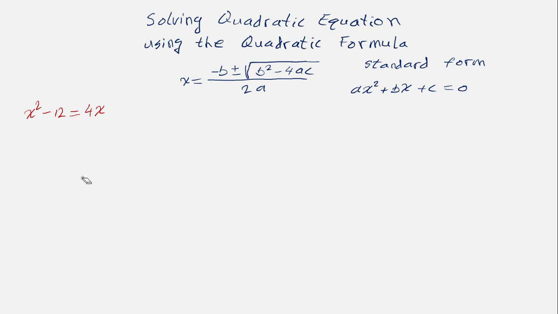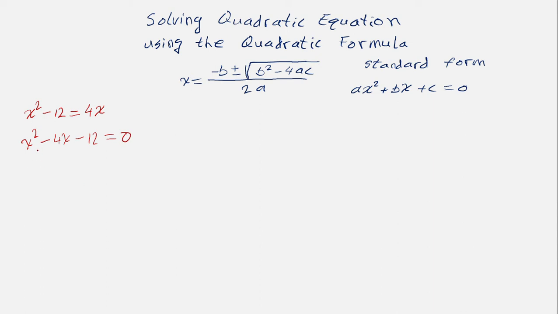So in our problem right here, x squared minus 12 equal to 4x, the first thing we have to do is make sure that this is in standard form. X squared is the first term already, so that's good. Now we need to move this 4x to the other side and put it as our second term. If we move 4x to the other side, it becomes negative 4x. And then we have minus 12, which is our constant. And since we moved 4x to the other side, this is 0.